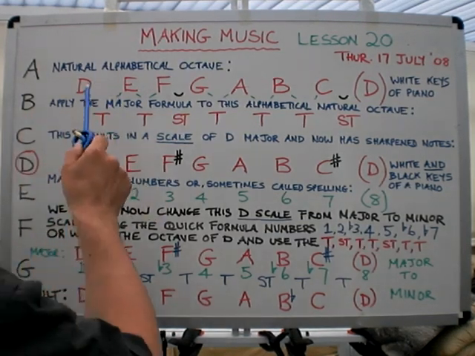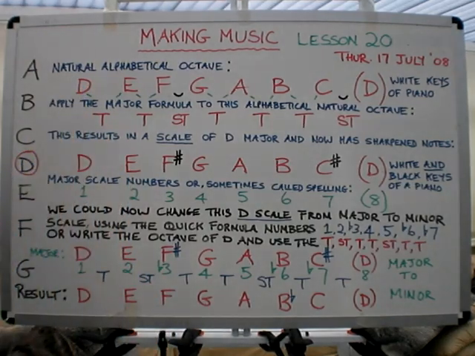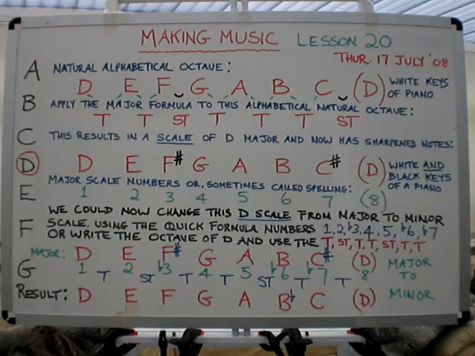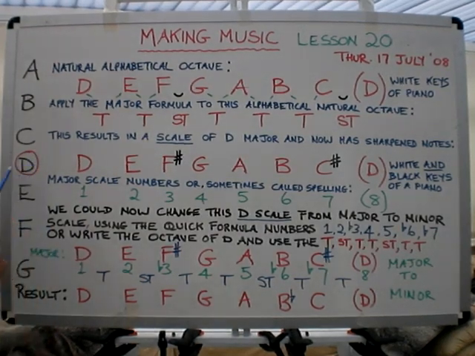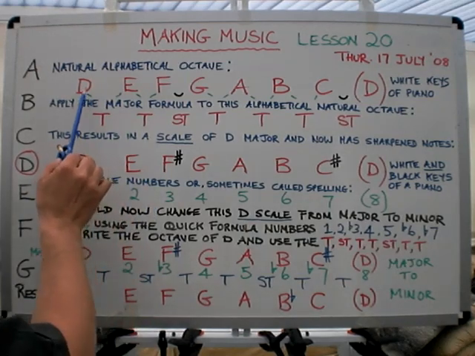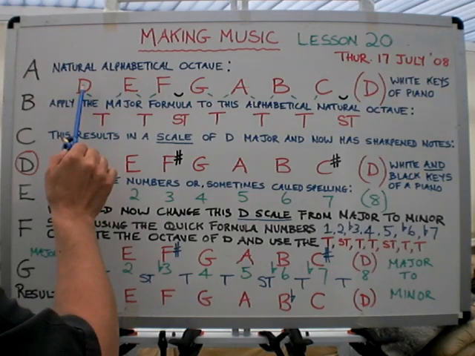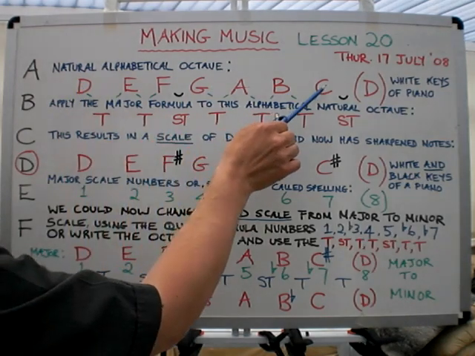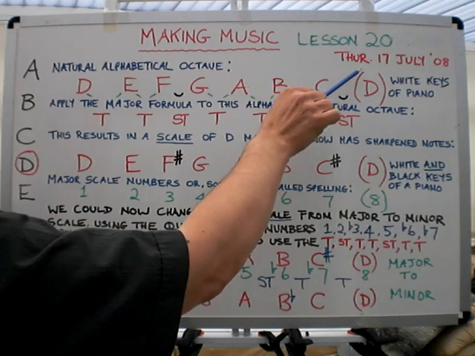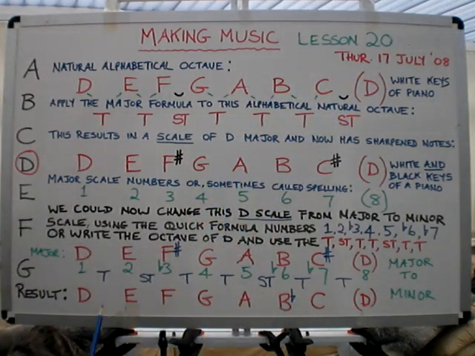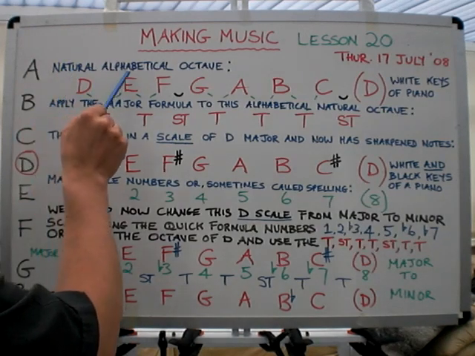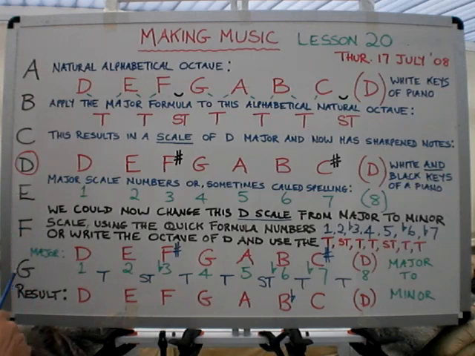But what I want to do here, I'm going to choose D. Let me just make sure you can see that through the camera. Okay, I've chosen D just at random. I could have chosen B, I could have chosen F. I've set out just the natural alphabet of D. It's not a scale, it's just the alphabet starting from D. D, E, F, G, A, B, C, and I've come round to another D. That's one full octave. So remember, it's just the natural alphabetical letters from this arrangement here, starting on D.